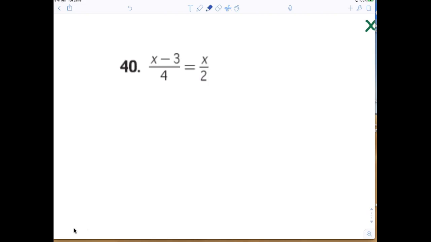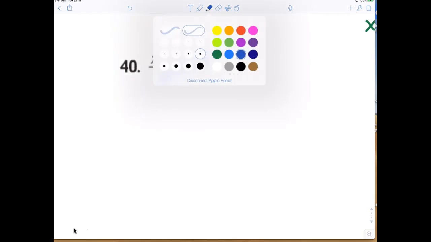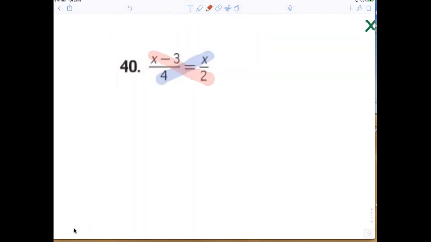So what we're doing is we're going to multiply these two things together, and then we're going to multiply these two things together. So when you cross multiply, you get 2 parentheses x minus 3 equals 4x. You with me? Much easier. Whenever you have a proportion, you just cross multiply. Are you okay with that? Now, what do I need to do with the 2 now? Distribute, right? We're going to go ahead and distribute. So go ahead and everybody distribute.